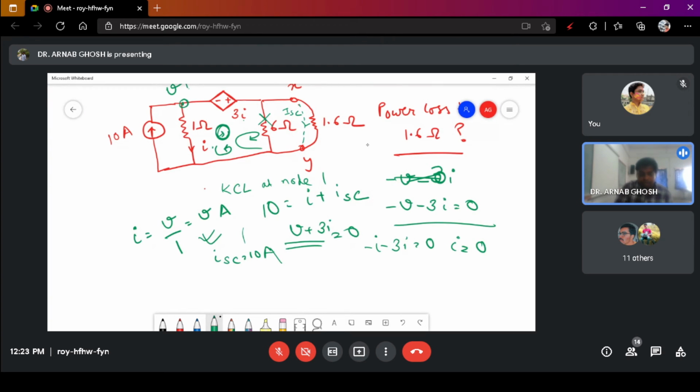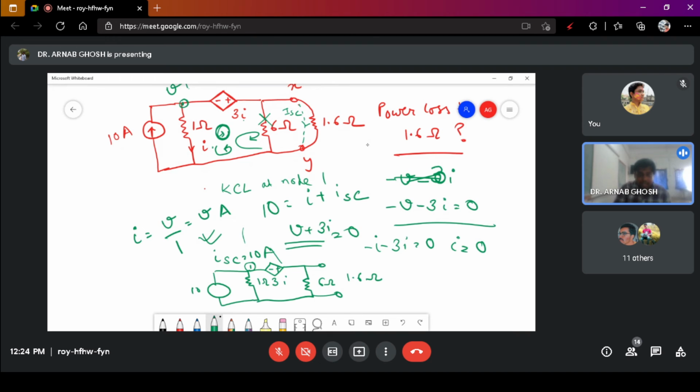If we calculate VOC, the circuit is looking like this. You have the 10 ampere source, you have the resistance here, you have this voltage source, you have this resistance, and you have this open circuit voltage here. So this is 3I, this is 10 amps, this is 1, this is 6, and here this is the load resistance of 1.6 ohms, correct? Okay, so this is again node 1, let's say this is node 1, this is minus 3 plus 3I.